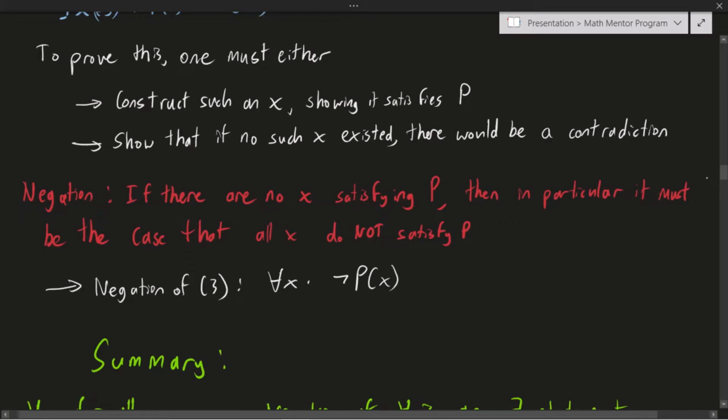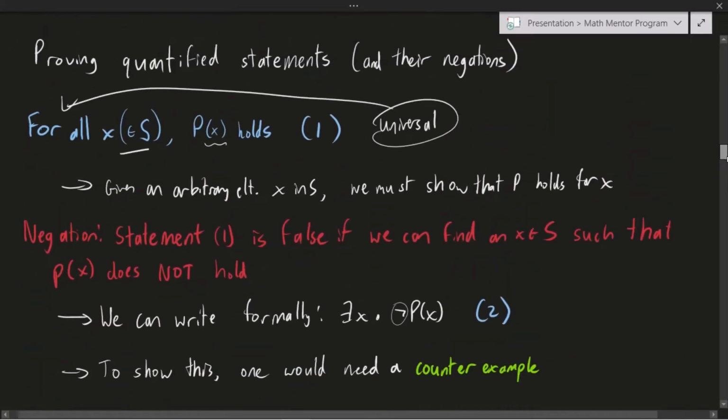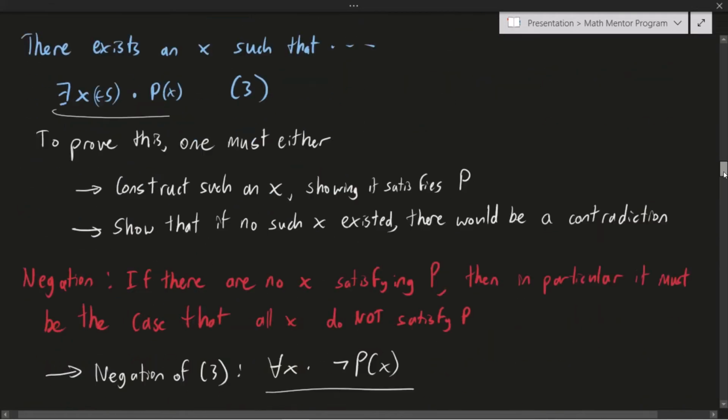So how could that statement, 3 here, be false? Well, if it is not the case that there exists an x satisfying P, that means for every single x, P does not hold. So we can rewrite this using universal quantification. And notice that you have this back and forth here. If I want to negate an existential quantifier, the result ends up becoming a universal quantifier. In my previous case, when I had a universal quantifier for all, it ended up being an existential quantifier when I negated it. So we'll summarize this here.